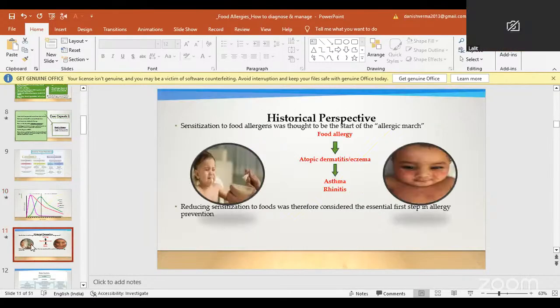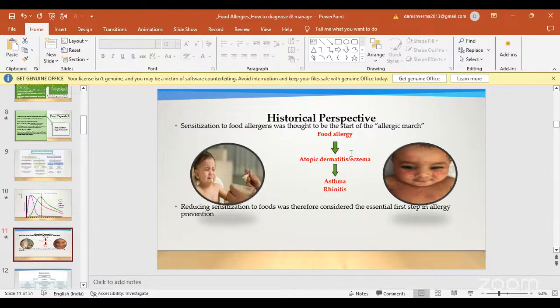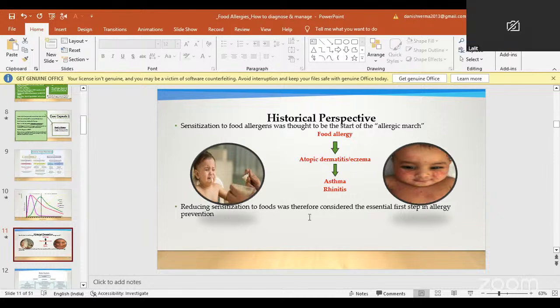Sensitization to food allergens was thought to be the start of the allergic march. Basically, it's the food allergy, then later increased incidence of atopic dermatitis and eczema, followed by increased episodes of asthma and rhinitis as the child grows. So reducing sensitization to foods was considered an essential first step in preventing the allergic march. If you are able to control the food allergy in infancy, there will be a lesser incidence of asthma, rhinitis, eczema, and atopic dermatitis.